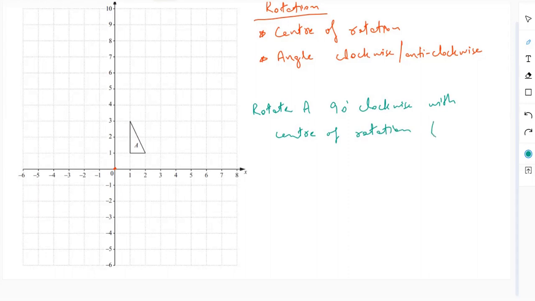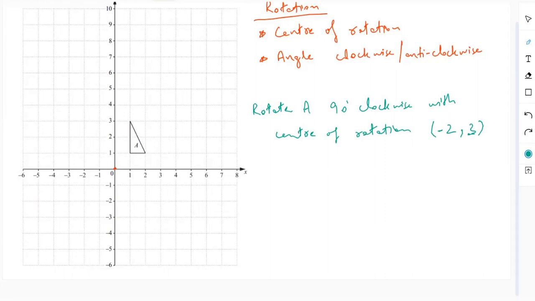Center of rotation, where do I take that? Let's say -2 and 1. In fact, let's make it a bit more difficult. -2 and 3. Okay. This is our center of rotation. -2 and 3. इस फिगर को हमने रोटेट करना है 90 degrees clockwise, and the center of rotation is -2, 3.